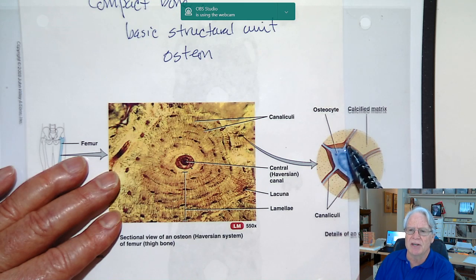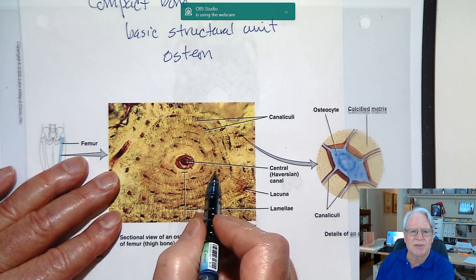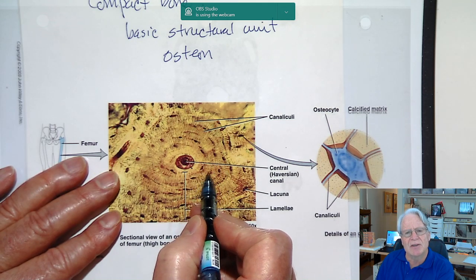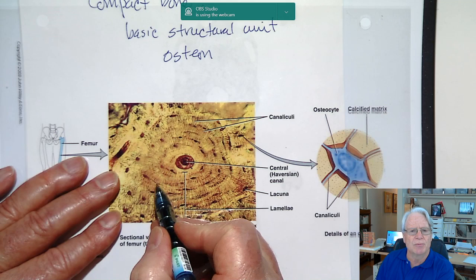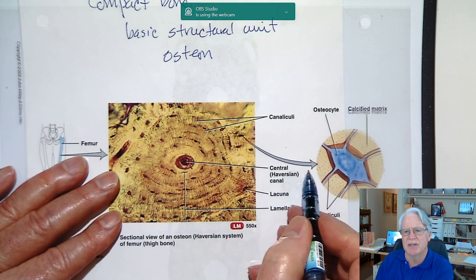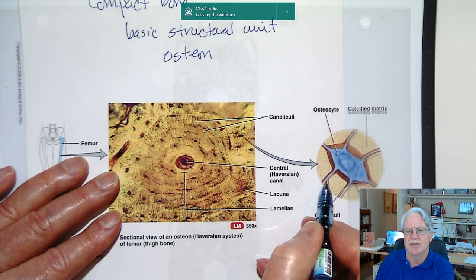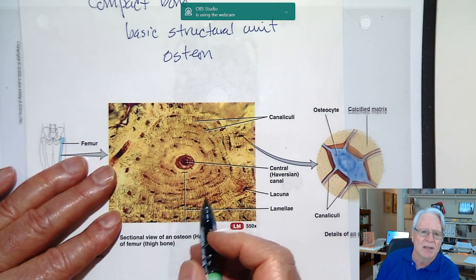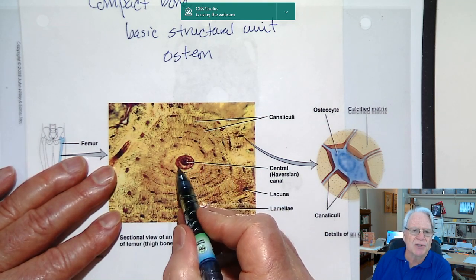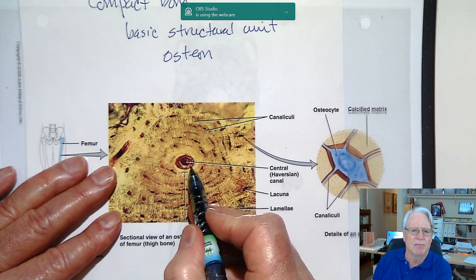Then there are these little tunnels that you'll notice here and here and here. And those tunnels correspond to these lines that look like little cracks in the matrix. You see how these little radiating lines are actually these structures that you see right here. So what's this all about? Well, this is your source of nutrients, where the blood vessels are.